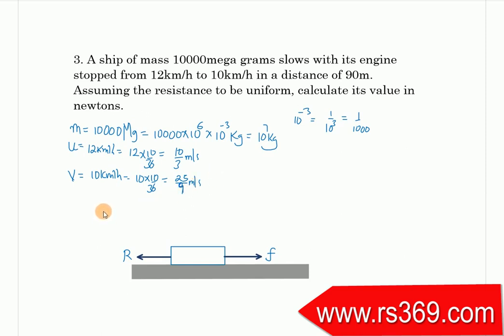In this question, we're going to need the value of the acceleration. We can get it from the fact that v squared is equal to u squared plus 2as. V is 25 over 9. We have that squared is equal to u, which is 10 over 3, squared, plus 2 times the value of a which we are looking for times 90, because by changing from 12 to 10, there was a distance of 90 meters covered. So the s is 90. Initial velocity, final velocity, we substitute like that.